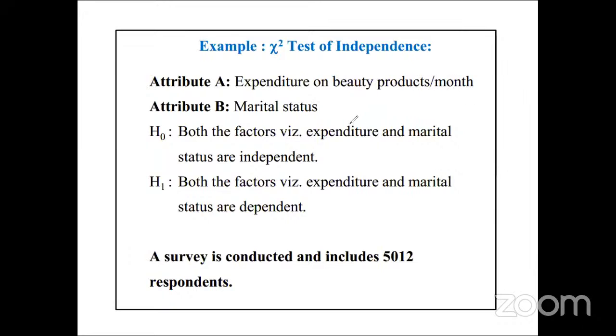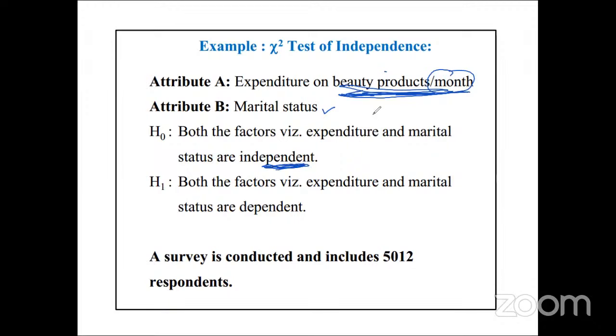It is a real example from a market research analysis project. The attribute was expenditure on beauty products per month, expenditure in rupees done by women, and the second attribute was marital status. So what is my null hypothesis? That the expenditure and marital status are independent.